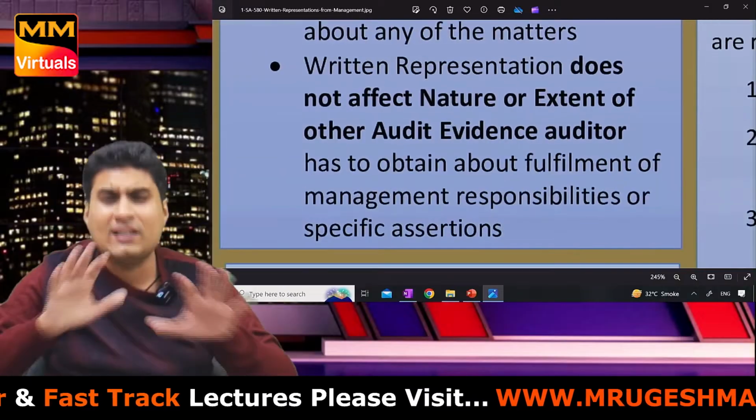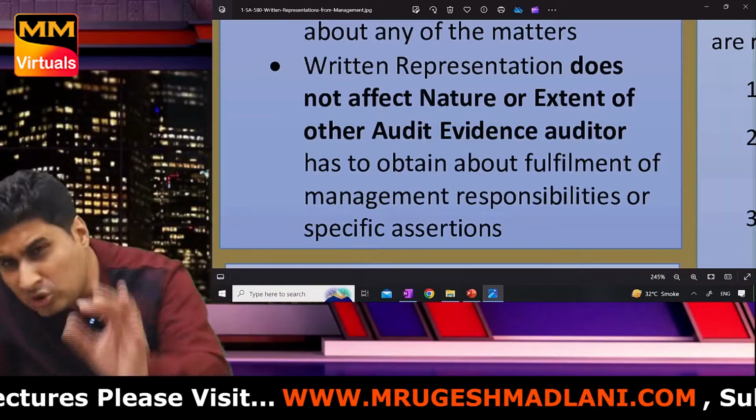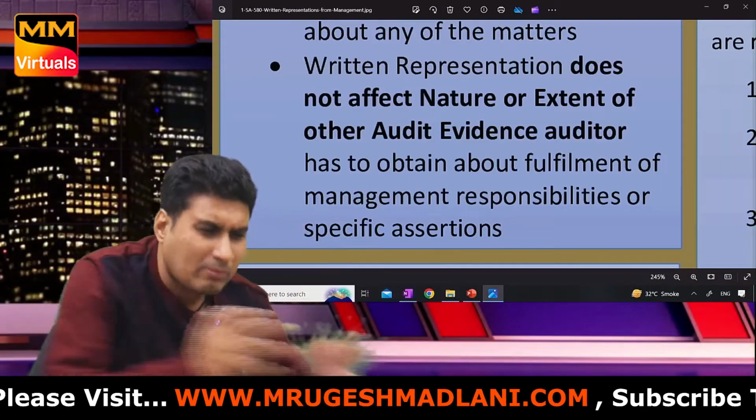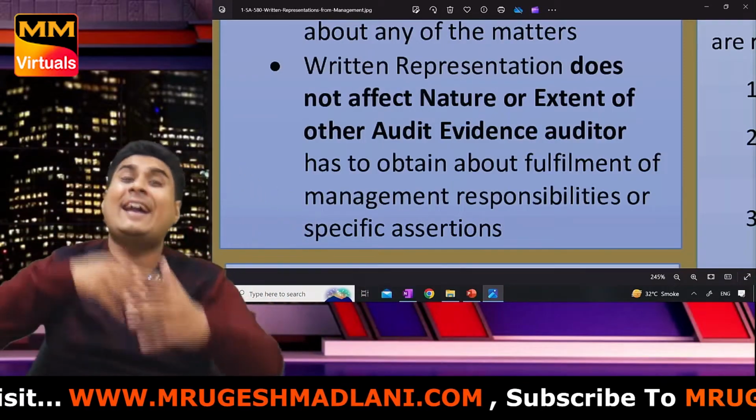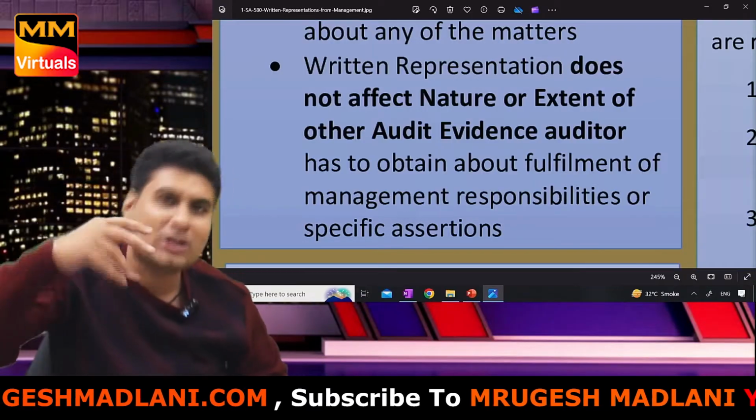And it doesn't affect the nature, timing and extent of audit evidence to be obtained or audit procedures to be performed. We have to do our normal procedures and get our evidence. This is an additional thing, the extra thing. This will give you extra cushion, extra comfort.